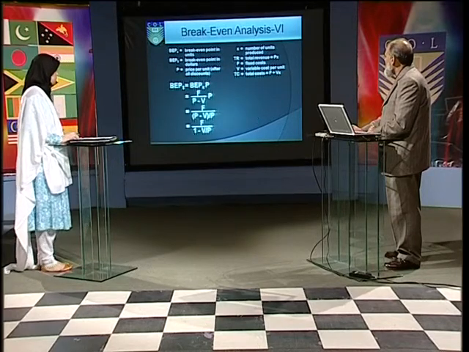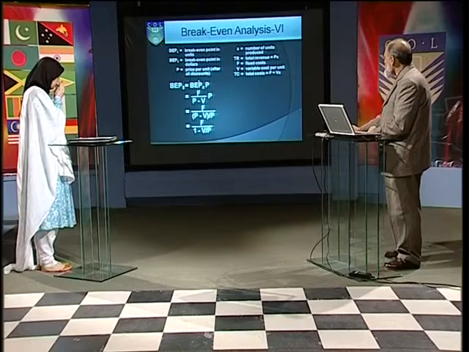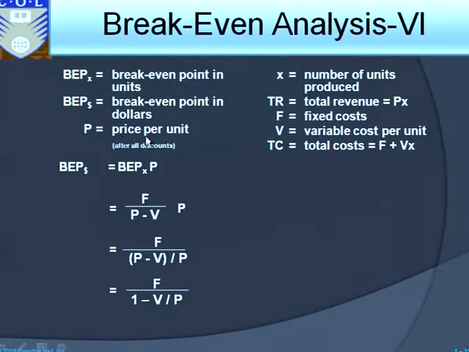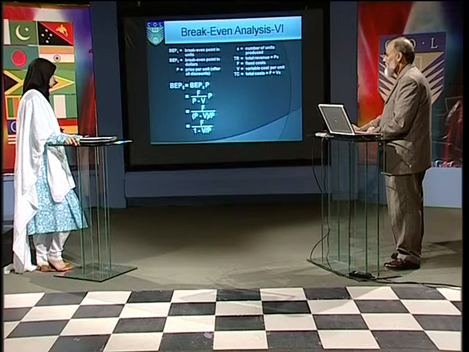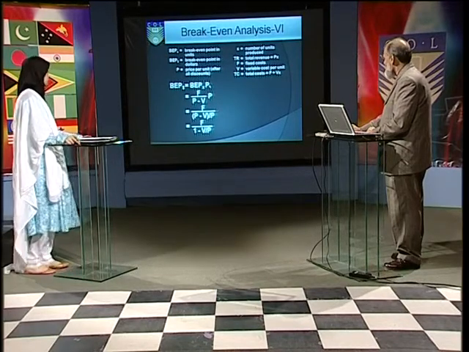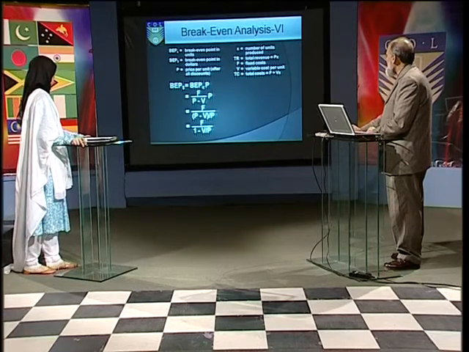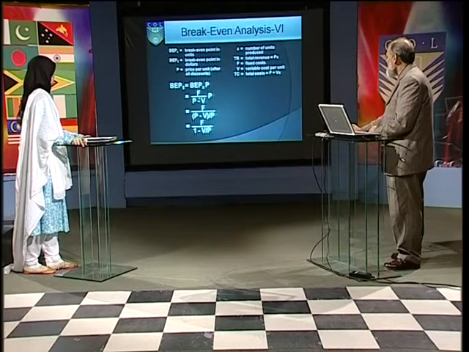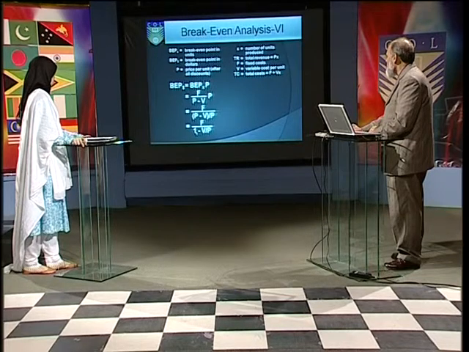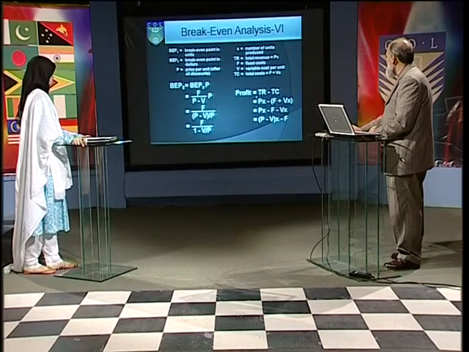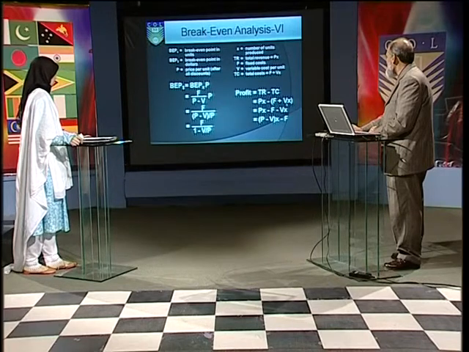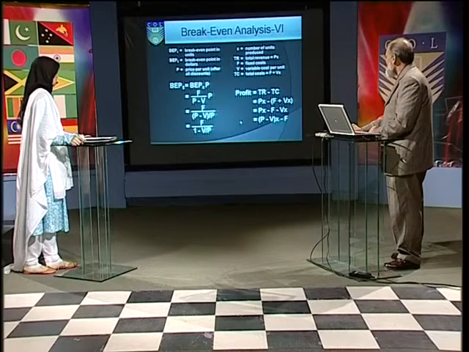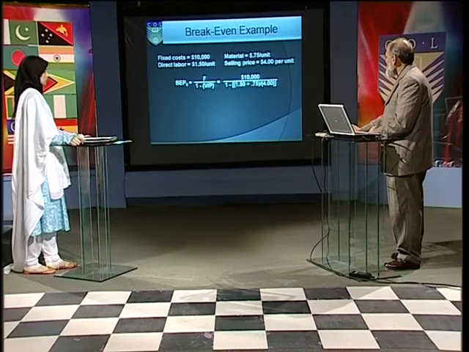Now, if we want the same break-even point in dollars: price, X, total revenues, fixed cost, variable cost, and total cost. In terms of dollars, break-even point is the number of units, whatever you have produced, times the price per unit. And now BEPX, you replace it with the previous equation, and you come up with a break-even point in terms of dollar, which will be F over 1 minus V over P. And our profit will be total revenues minus total cost. You replace total revenues with PX, you replace TC with F plus VX, and you come up with this final equation. This is actually your fixed cost.